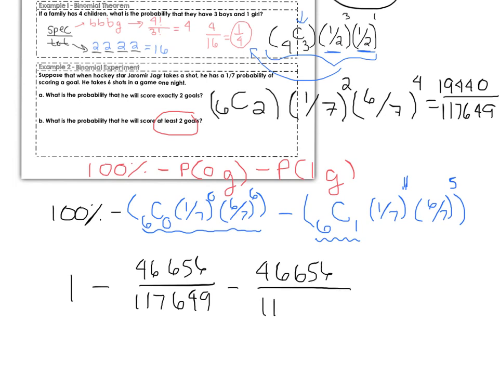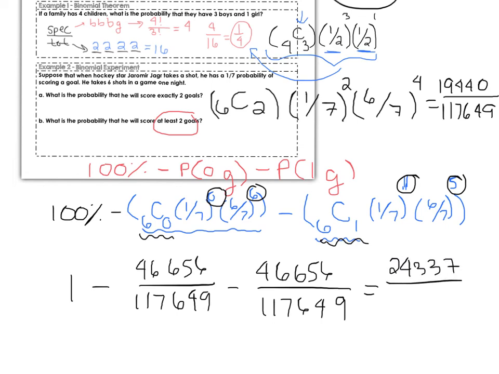Notice that they're actually the exact same value. And I want you to think about why that occurred. These 2 numbers are different. These numbers are different. Can you think about what algebraically caused this to happen? Well, this expression then ends up totaling to be 24,337 all over 117,649, so approximately 21% chances of this occurring.